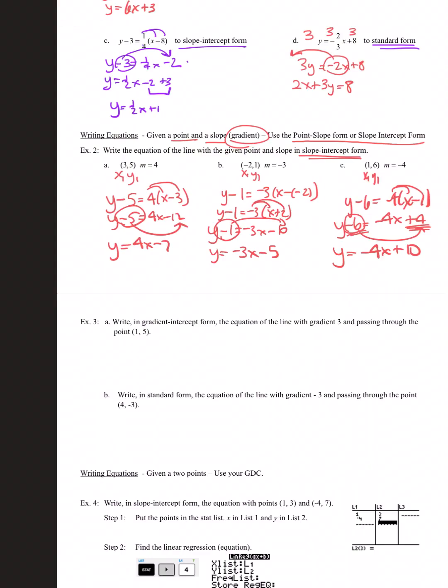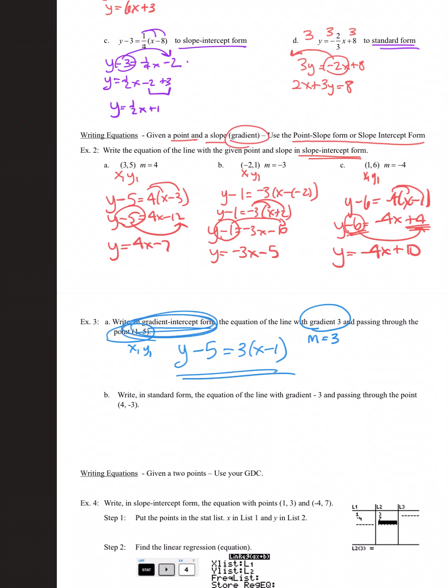Okay, so moving on to example 3. This is asking us to write this in gradient-intercept form, which is slope-intercept form. Since it says gradient, this is our m. And since this is our point, that's our x sub 1 and y sub 1. So y minus the y that I have is equal to m times x minus the x. And that's all I need to do because it's asking for this particular form. I don't need to put it in slope-intercept.